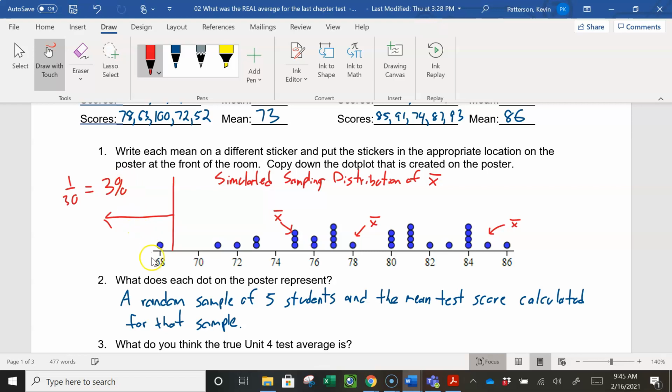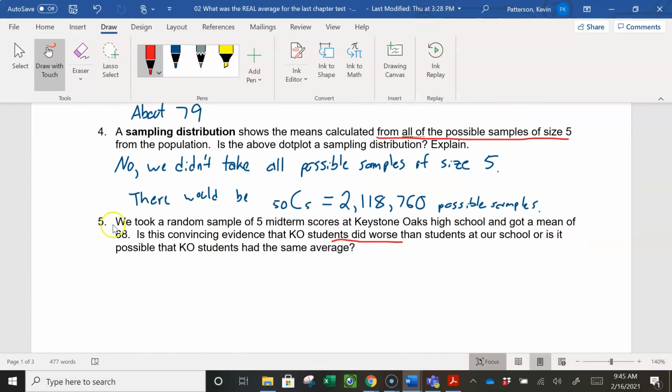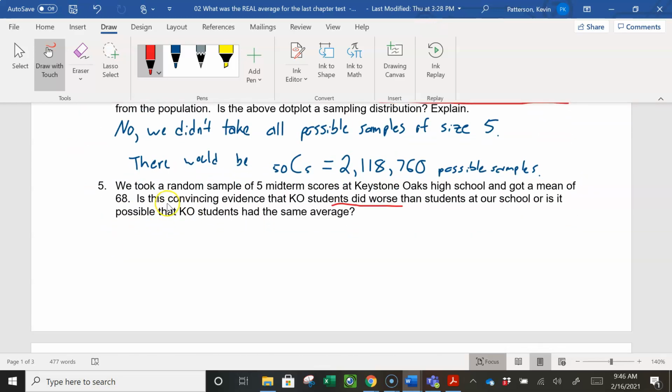meaning it probably didn't just happen by chance, the Keystone Oaks students. So this is convincing evidence. When that percent is below 5%, that means yes, there is convincing evidence. This didn't just happen randomly. So let's put that into words. Yes.